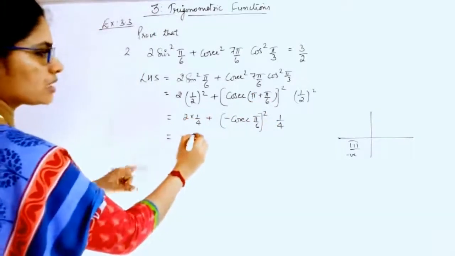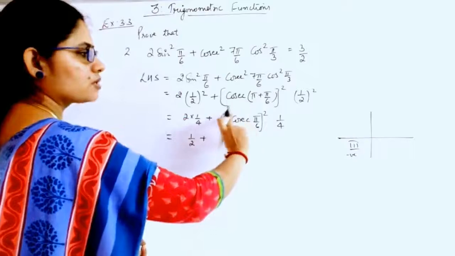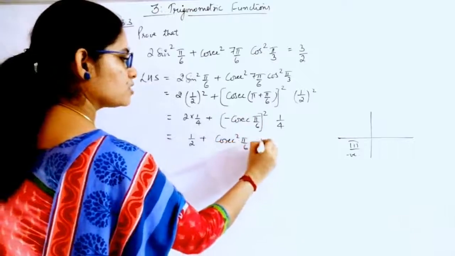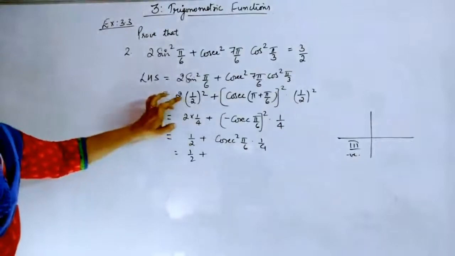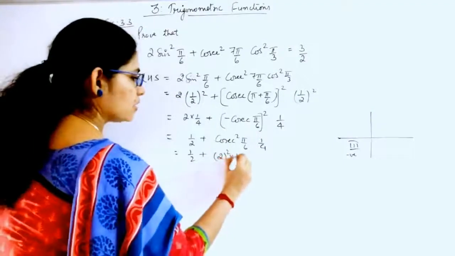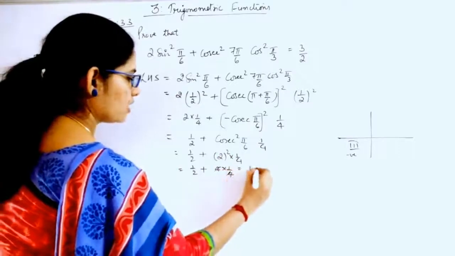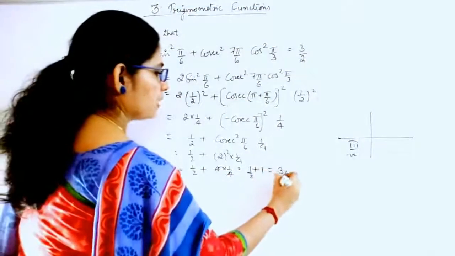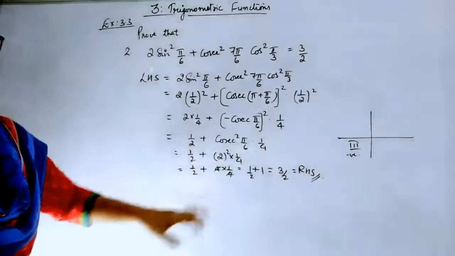So this is what you are getting, this is your 1 by 2 plus, the whole square will lose this negative sign, so that it is cosec square pi by 6 into 1 by 4, or 1 by 2 plus, what is cosec pi by 6? Whatever is sine pi by 6, reciprocal will be your cosec pi by 6. So you are getting 2 as the value. So it is 2 square into 1 by 4. So that it is 1 by 2 plus 4 into 1 by 4, which is 1 by 2 plus 1. And 1 by 2 plus 1 is 3 by 2, which is equal to your RHS. Okay, so this is your answer.